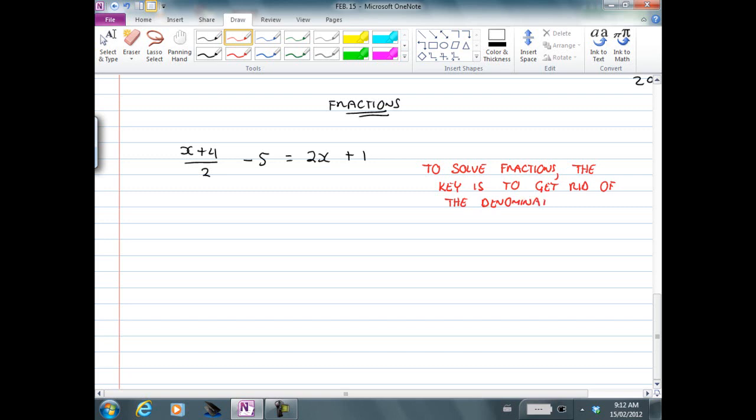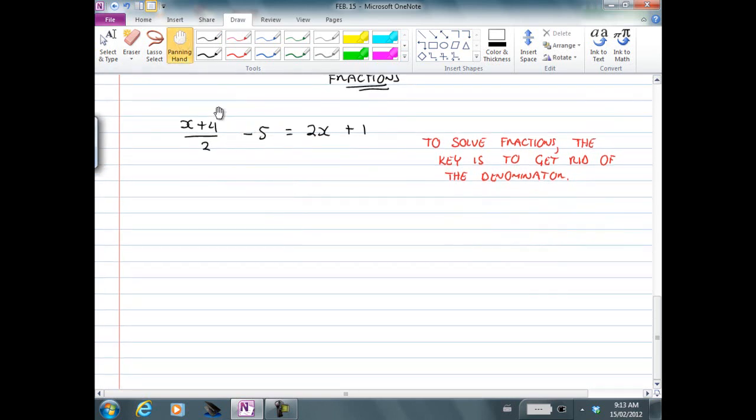The key to working with fractions is to get rid of the denominator. There are many ways of doing this. I'm going to show you one technique. Okay? I'm going to look at the left side because that's where my fraction lies.